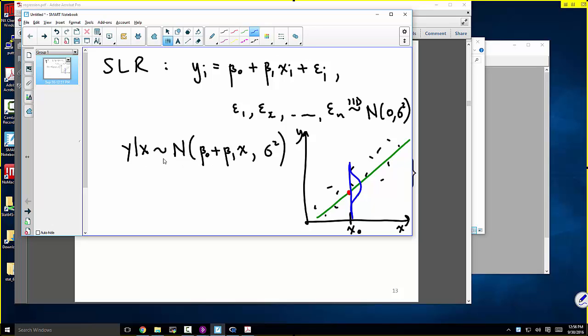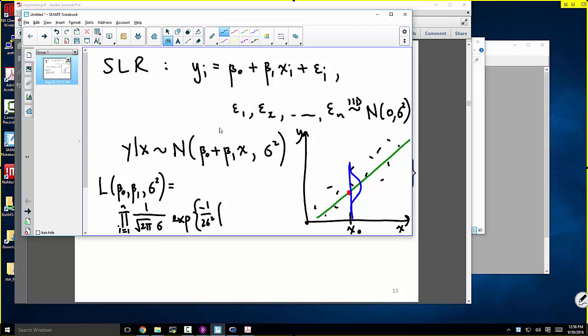If this is what I know about my data distributionally, then we can compute a likelihood. The likelihood of the beta coefficients, beta 0, beta 1, and also sigma squared, which is an unknown quantity, would just be the product, i equals 1 to n, of the normal PDF. So we have 1 over the square root of 2 pi times sigma as a constant out front, and then e to the minus 1 over 2 sigma squared.